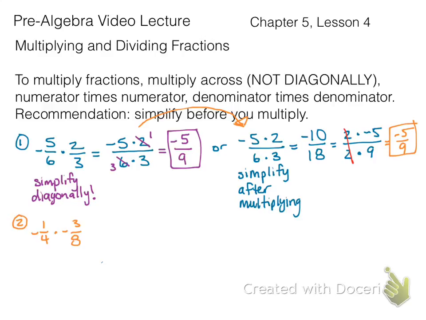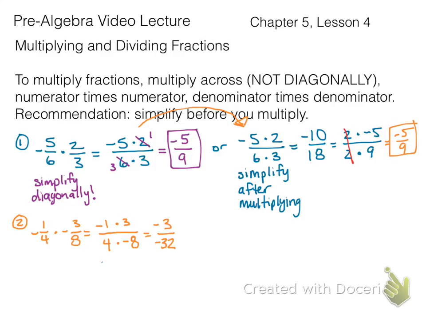All right, next problem. Negative 1/4 times negative 3/8. Negative 1, again, I put it on the numerator. You could have put it on the denominator. It could have been on the 4. But I wanted to prove a point that where you put it doesn't necessarily matter because you're still going to get the same answer at the end. So we have negative 1 times 3 is negative 3. 4 times negative 8 is negative 32.